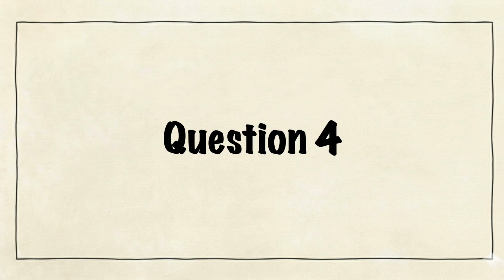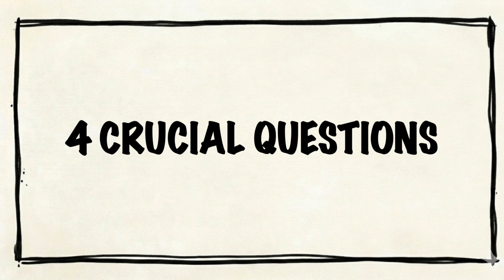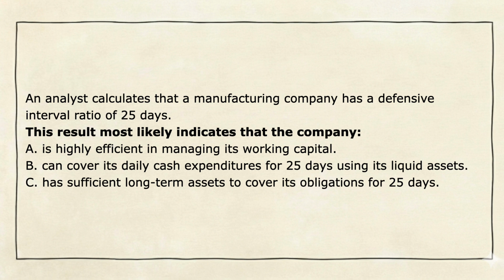Question 4. An analyst calculates that a manufacturing company has a defensive interval ratio of 25 days. This result most likely indicates that the company: A. Is highly efficient in managing its working capital. B. Can cover its daily cash expenditures for 25 days using its liquid assets. C. Has sufficient long-term assets to cover its obligations for 25 days.